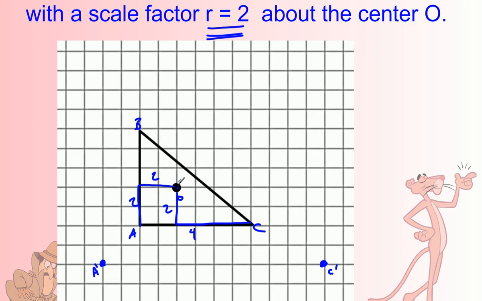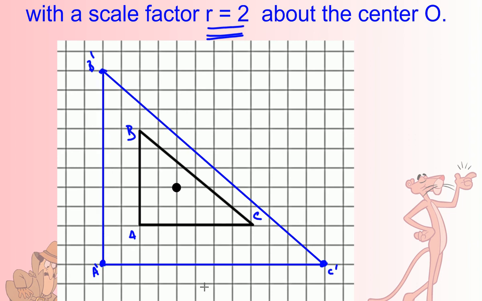To get to B, you can go over 2, up 3. Well, doubling that would be over 4, up 6. 1, 2, 3, 4, 5, 6. Okay, let's get rid of some of this extra gibberish in here. So there's A, B, C, and line tool. Make this nice and pretty for us. And there's my new image.